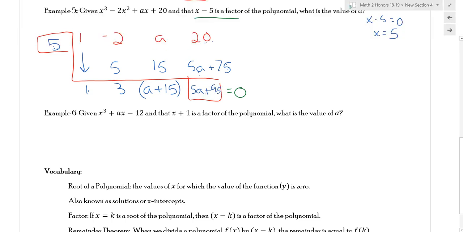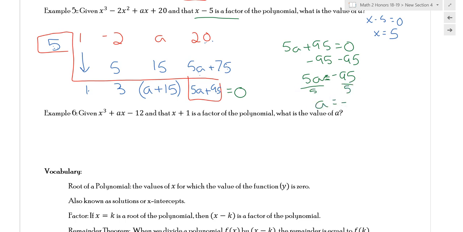Okay. And now what do we know? Right, we know it's a factor, so whatever 5a plus 95 is, that has to be 0. Subtract 95. Divide by 5. A equals negative 19.